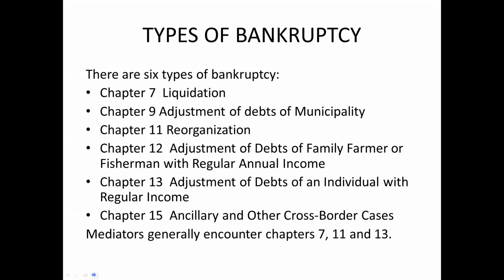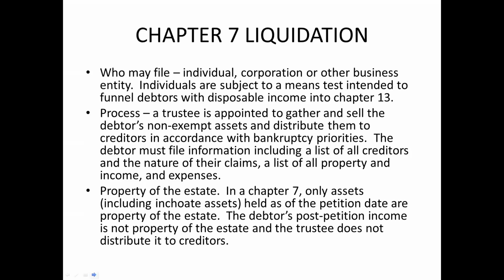Chapter 13, we're going to talk about that, adjustment of debts of an individual with regular income. And then Chapter 15, ancillary and other cross-border cases. I've worked on some of those, but those are international bankruptcies. So where you have really large international companies, the code does have ways to coordinate across countries. For example, we had the Nortel bankruptcy where there was a proceeding in Canada, there was a big case here, and there was a case in the UK, and we had to coordinate all of them. So that was interesting. But you will not see that. You will see 7, 11, and 13 if you see any of them.